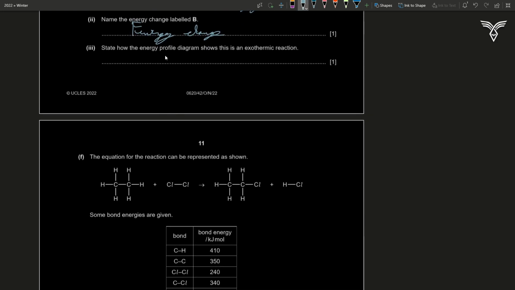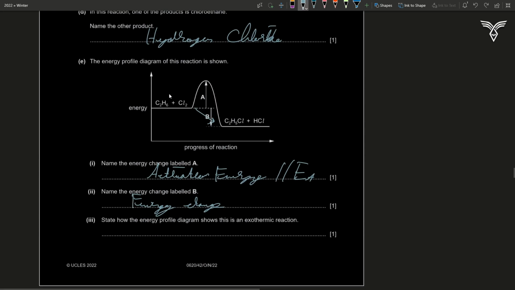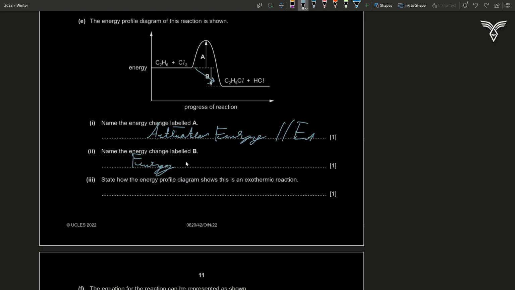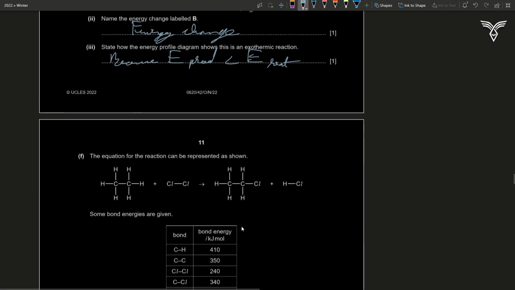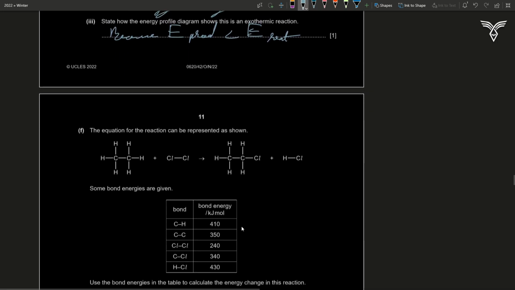Part 3. State how the energy profile diagram shows this is an exothermic reaction. As we said at first, reactants have more energy than the products, so when the reactants became the products, energy was released. When energy is released, this is an exothermic reaction, because the energy of products is lower than the energy of reactants. Write it in full form. Don't follow what I wrote. Write it with full form: energy of products and energy of reactants.